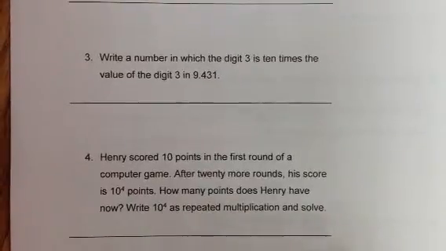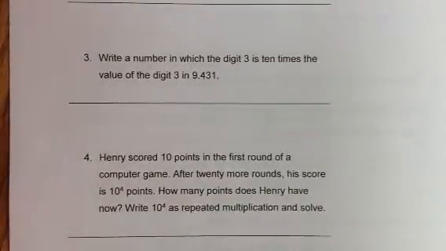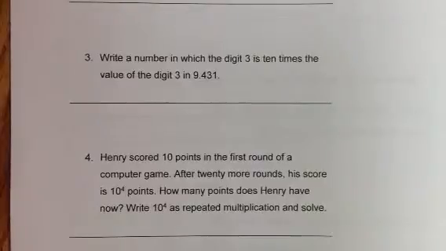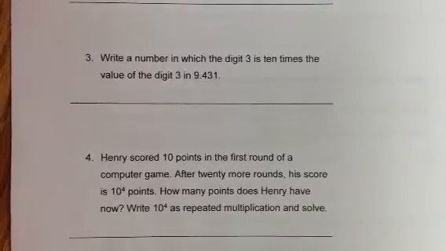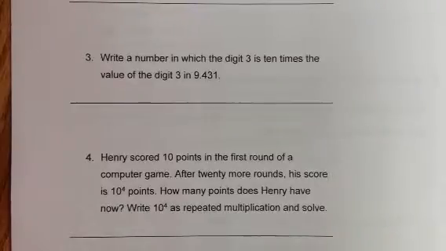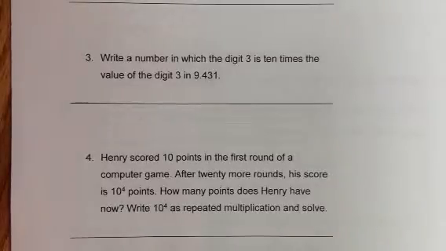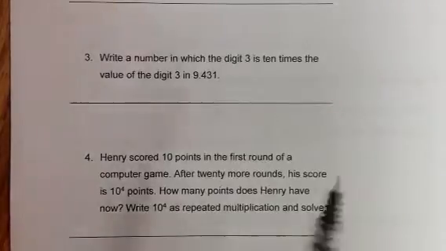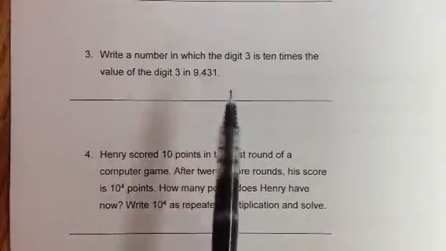Number 3, write a number in which the digit 3 is 10 times the value of the digit 3 in 9 and 431 thousandths. So you need to make that 3 10 times greater.